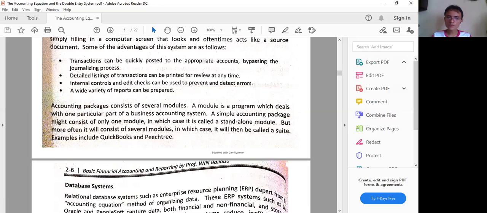Okay, then we can also make use of accounting packages. So these are software which are available, and these software would constitute modules. These modules are basically the manuals or programs that contain steps or procedures as to how we use the respective software for the accounting processes that we do. So a simple accounting package might consist of only one module. You call that a standalone, or it can be also several modules, which you call a suite. Examples would include QuickBooks and Peachtree.